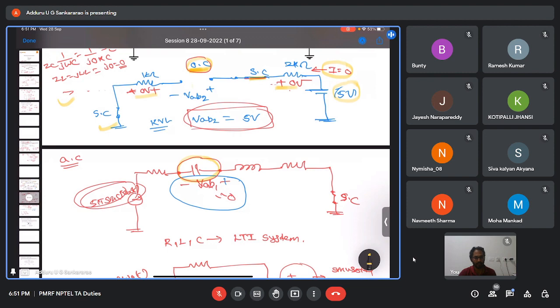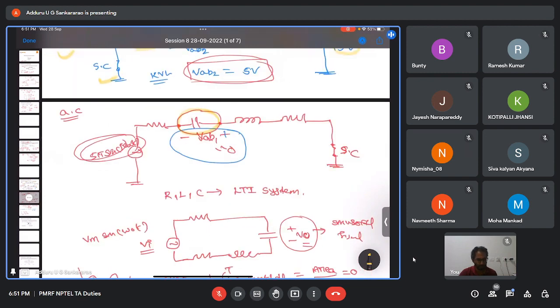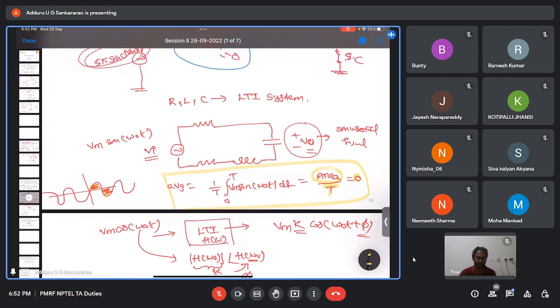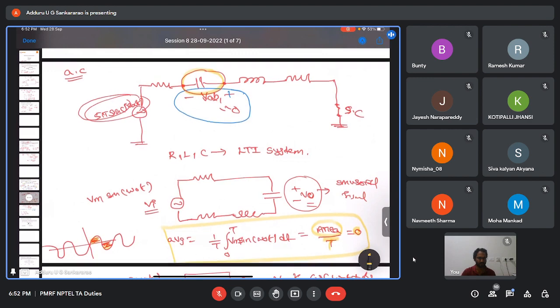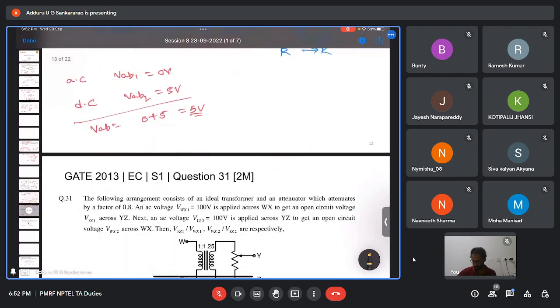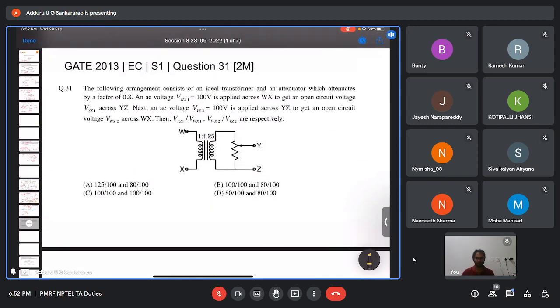The average value of a sinusoidal signal is 0. What is the average value definition? This is the definition: 1 by T integral 0 to T of x(t) dt. Area in one period by time period. Area is 0, positive cycle and negative cycle cancel. So average value is 0. So AC average value is 0, DC average value is 5. So total is 0 plus 5 volts. Fine. We'll move on to the next question.